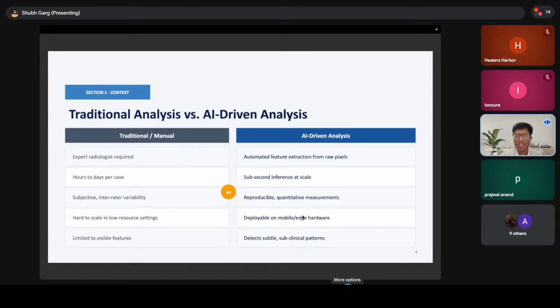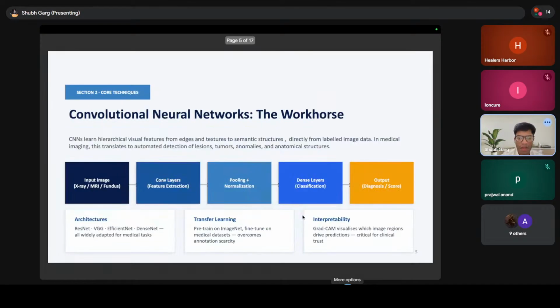The radiologist has contextual understanding, clinical history, and the ability to ask the patient follow-up questions, and those decades of judgment. So the AI has speed, consistency, and pattern detection at scale. The goal is to combine them and bring the best of both worlds, basically.